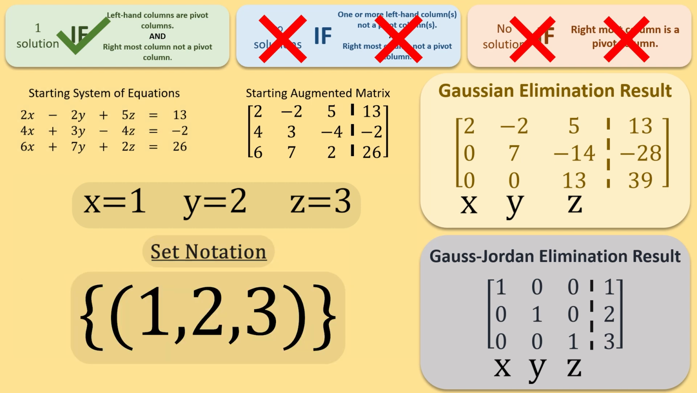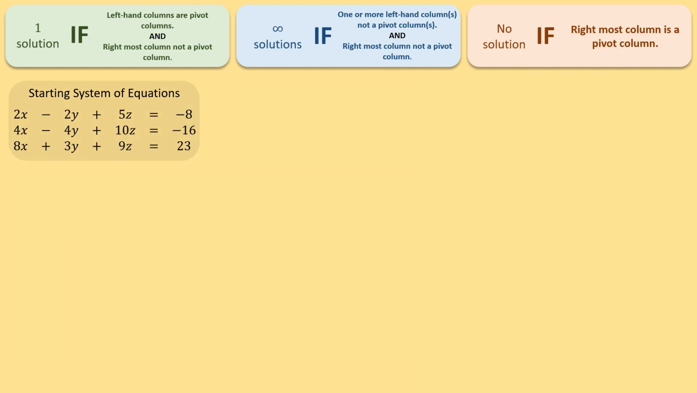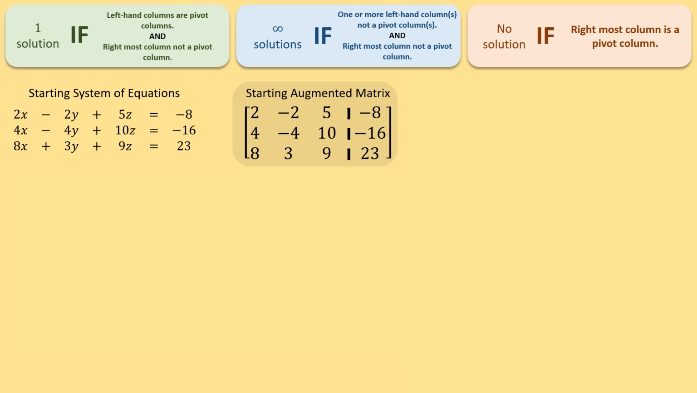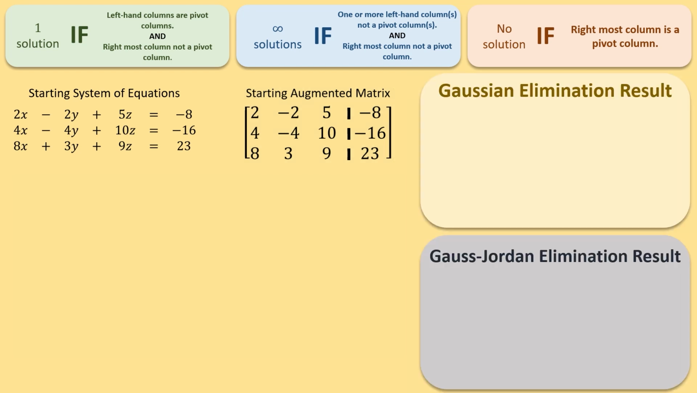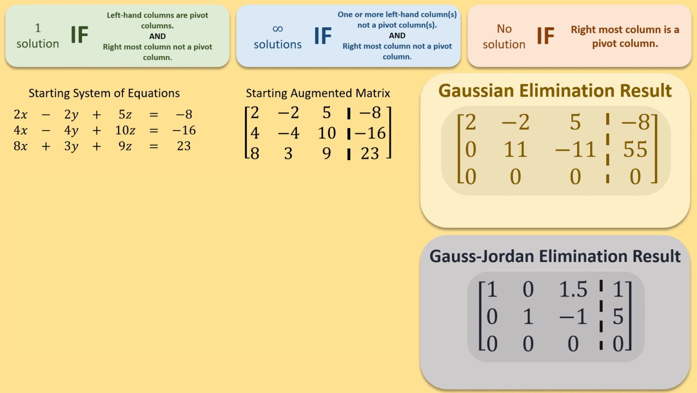Let's move on to another example. Consider this system of equations. It can be rewritten as this augmented matrix, where once again the columns are associated with the variables of the system of equations. Using Gaussian elimination or Gauss-Jordan elimination, we would arrive at these two resulting augmented matrices.